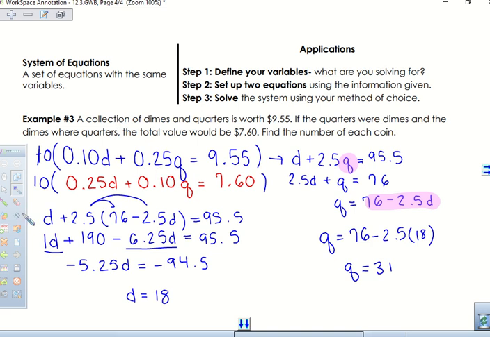Yes. If you do the math, 18 dimes, would there be any way to check your work to go back to 9.55? Yeah, you can plug both of these back into this, and if the two sides of the equation equal each other, you know you did something right. Yeah, exactly.